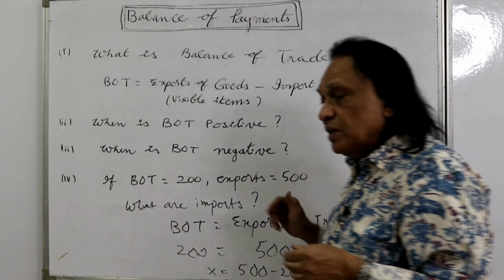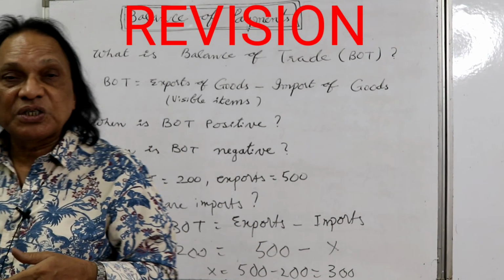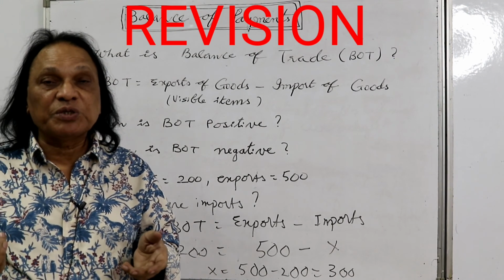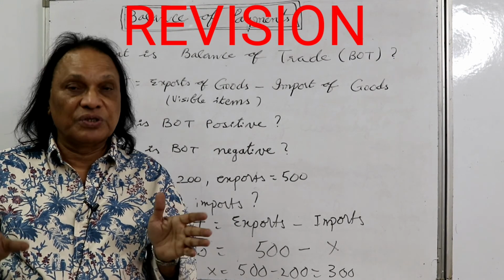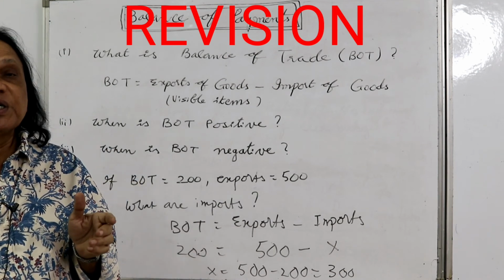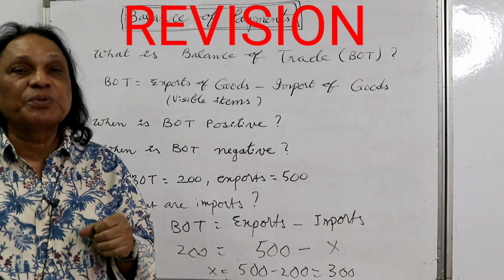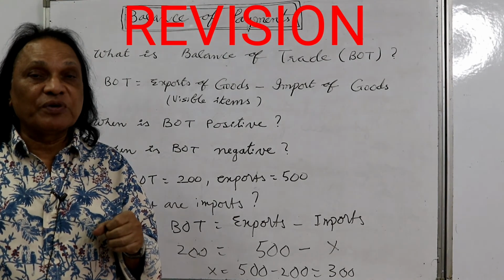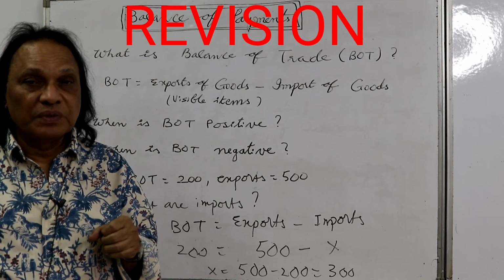I repeat once again. Balance of payments is a different concept. We are discussing balance of trade. Balance of trade is the difference between exports and imports of a country. Only goods, visible items. BOT is equal to exports minus imports of visible items or only goods. It does not include services. In economics, we call them invisible items.